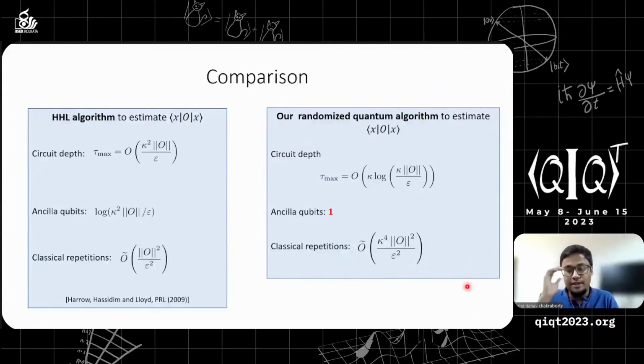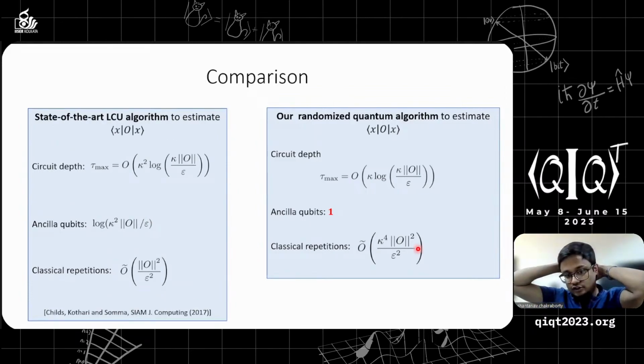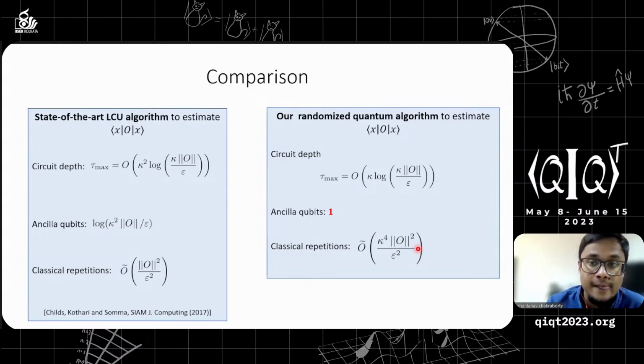If you compare our method to existing techniques, our algorithm has an exponentially better circuit depth than the HHL algorithm. If you look at the dependence on 1 over epsilon, it is exponentially better. It is also quadratically better in terms of kappa. We also need 1 ancilla qubit, whereas the HHL algorithm needs a lot because they perform phase estimation and so on. But of course, we pay again in terms of classical repetitions, which is fine. There's also another algorithm by Childs, Kothari, and Somma from 2017, which uses the standard procedure of linear combination of unitaries. Again, our circuit depths are quadratically better with respect to kappa, and we require far fewer ancilla qubits and no sophisticated controlled operations, but we pay more in terms of classical repetitions.